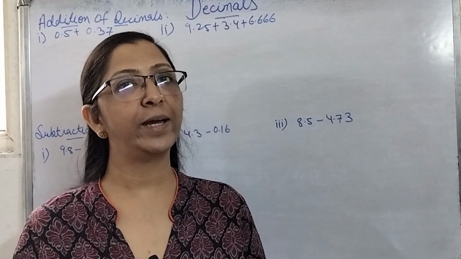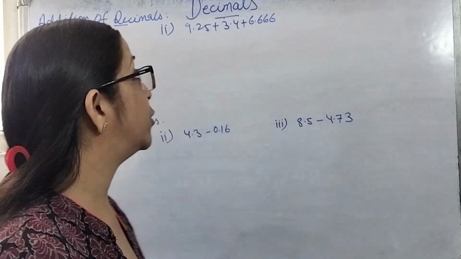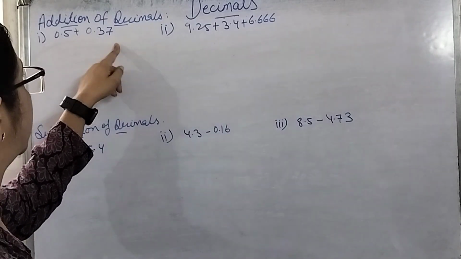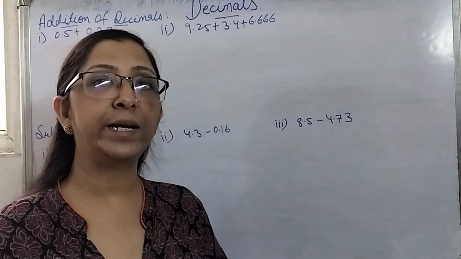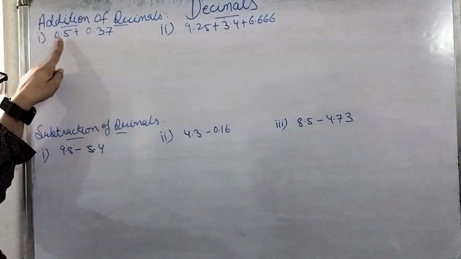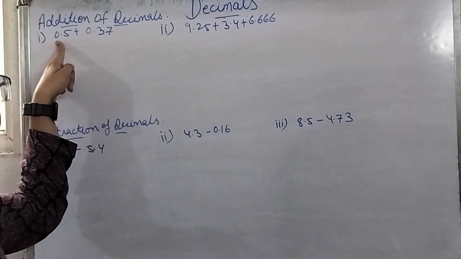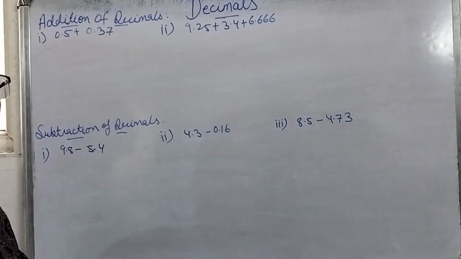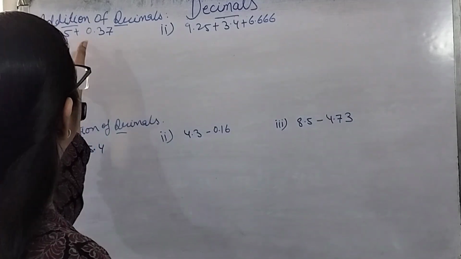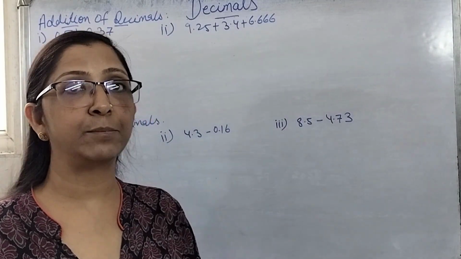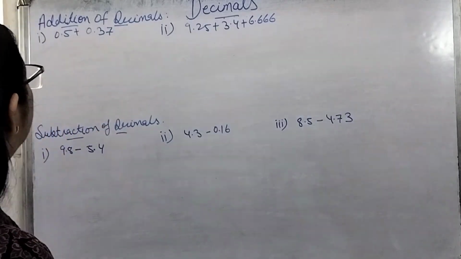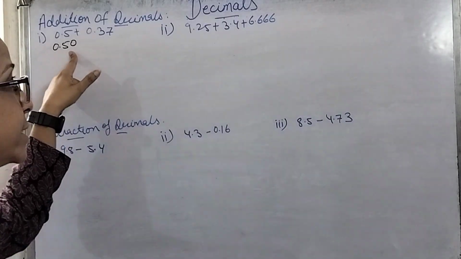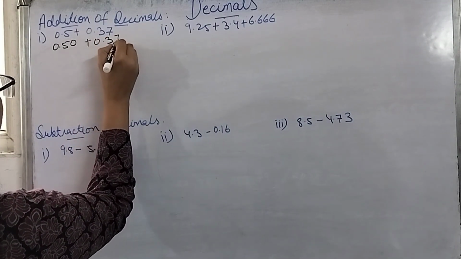Now let's understand how to add and subtract decimal numbers. First, let's see how to add decimals. If we have to add 0.5 and 0.37, how will we add them? Here, after the decimal there is one digit, that means its decimal place is 1. In this number there are two digits after the decimal, that means it has two decimal places. So first we will convert these two decimal numbers into like decimals. For that the decimal places should be equal. So 0.5 could be written as 0.50. Now this has two decimal places, and 0.37 already has two decimal places.